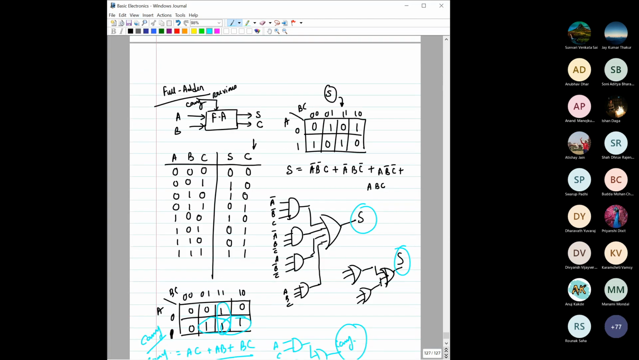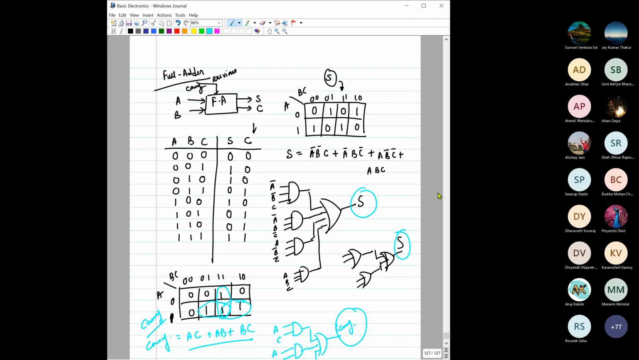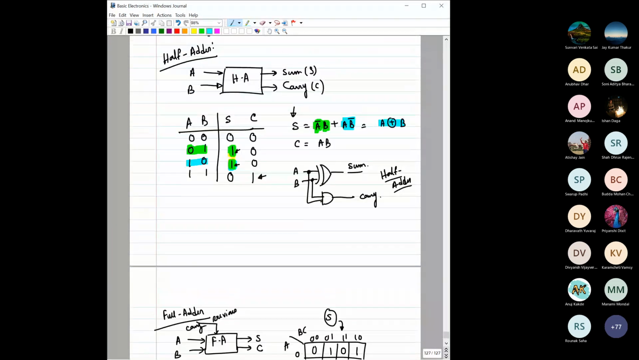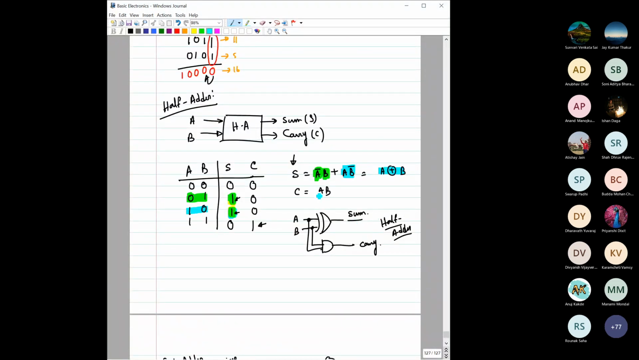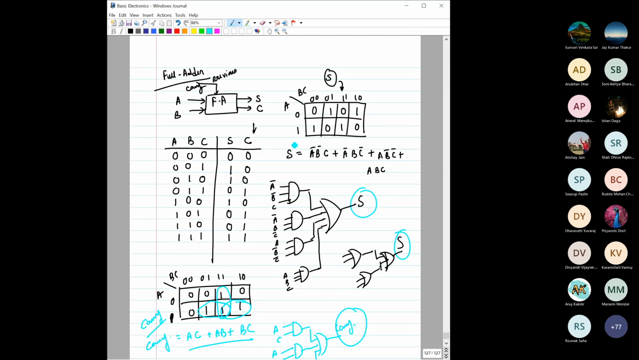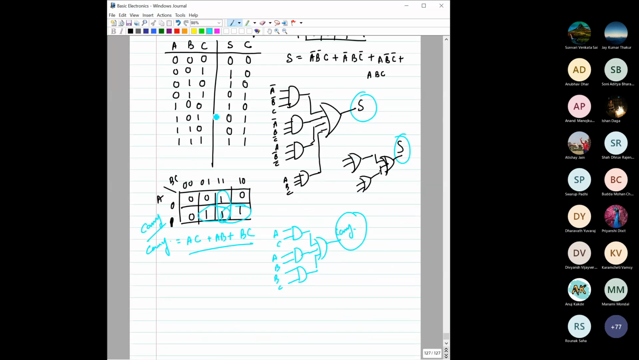Yes, sir. Okay, then I have a question. Now you know how to make a half adder, right? Then I will ask: implement this full adder circuit using two half adder circuits. So again, I am repeating the question. Implement this full adder circuit using two half adder circuits.